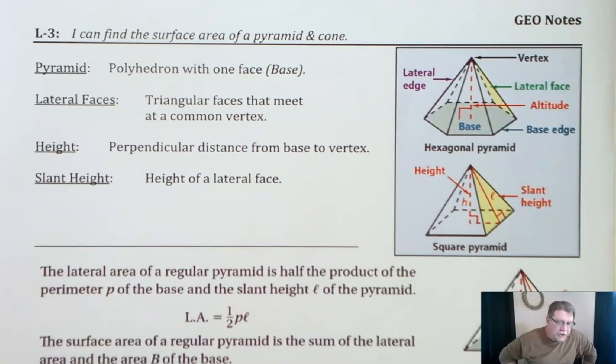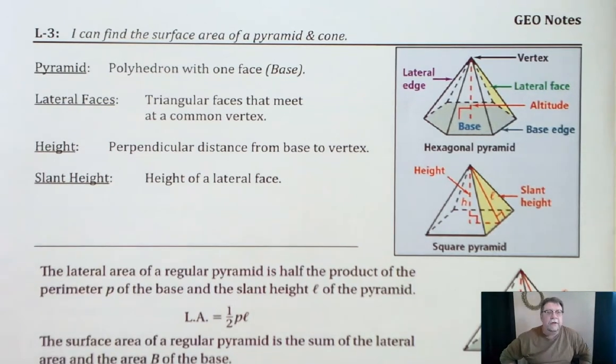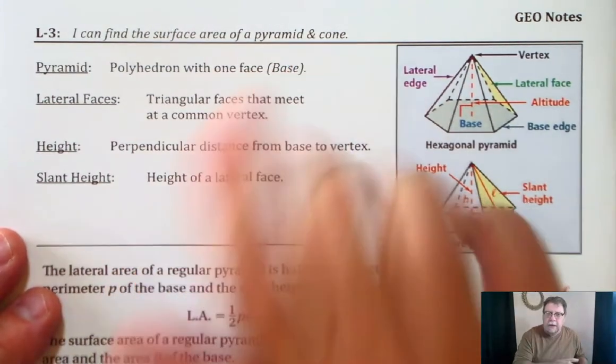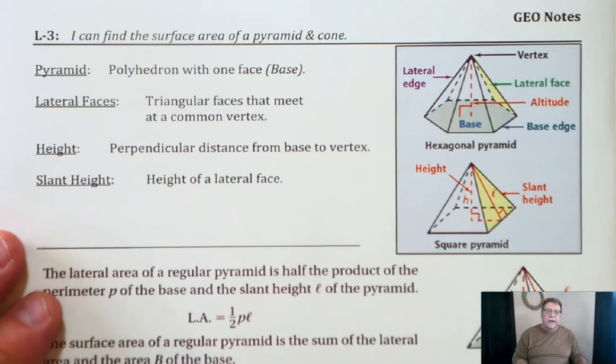Hi everybody, here's section L-3. We're going to look at surface areas again, but this time we're going to look at a pyramid and a cone. It's a little bit different from a prism or a cylinder, and here's why.